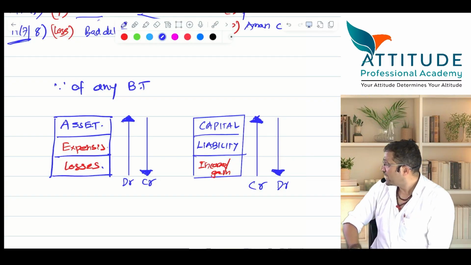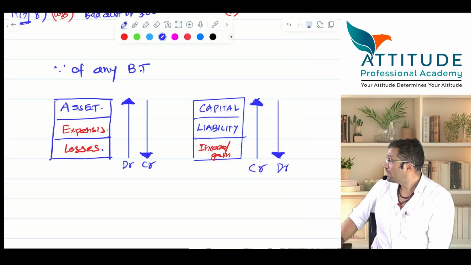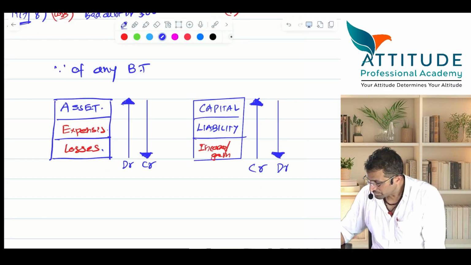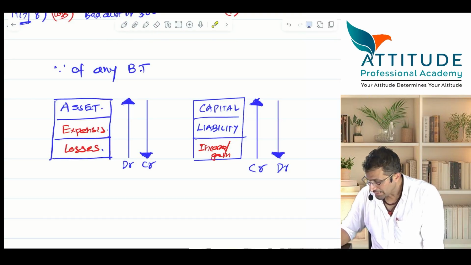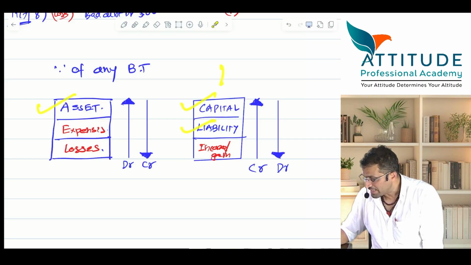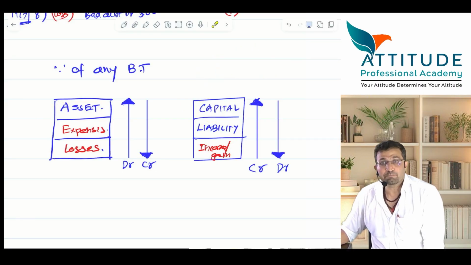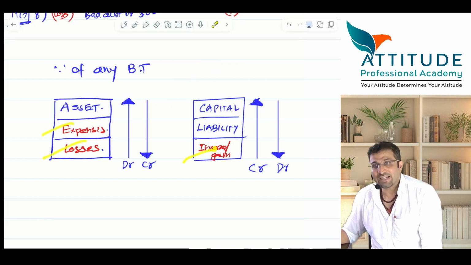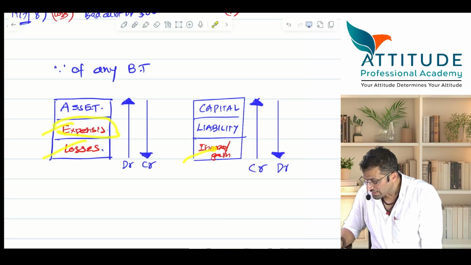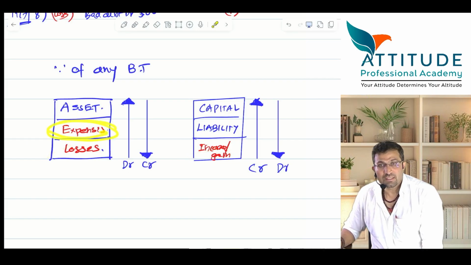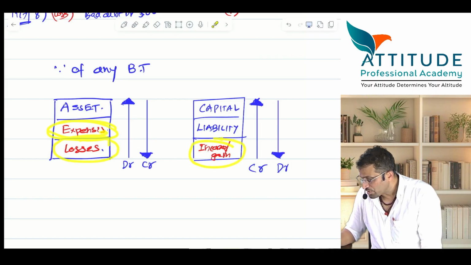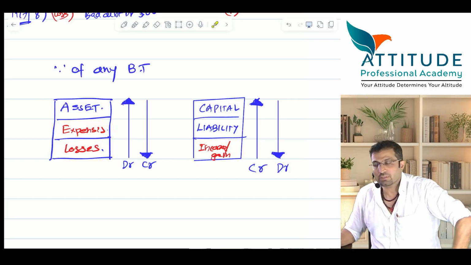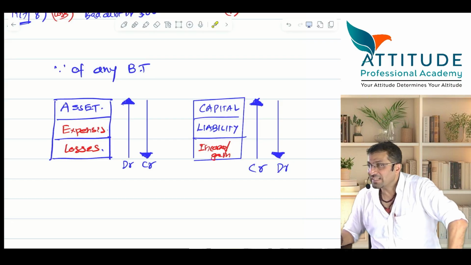Sir, why did you use different ink? Because anybody can tell me? Those who have done their BCom or second year should tell me. Because assets, capital and liability are balance sheet items. They come in your balance sheet. And expense, losses and income are revenue items. When I say expense, here it is revenue expenditure. Benefit is exhausted within one accounting year. These are all trading P&L items. Trading and profit and loss account. I'll tell you what is trading and profit and loss account later on. That is why I have bifurcated like this.